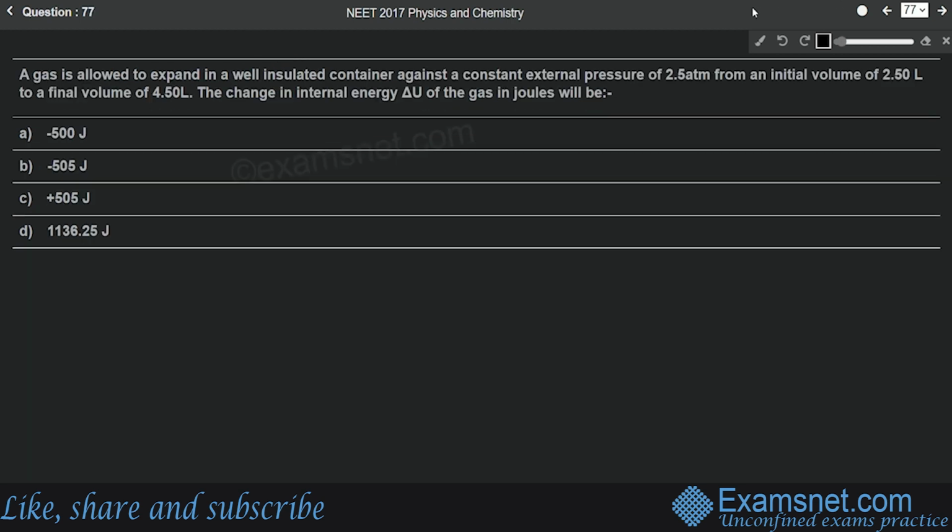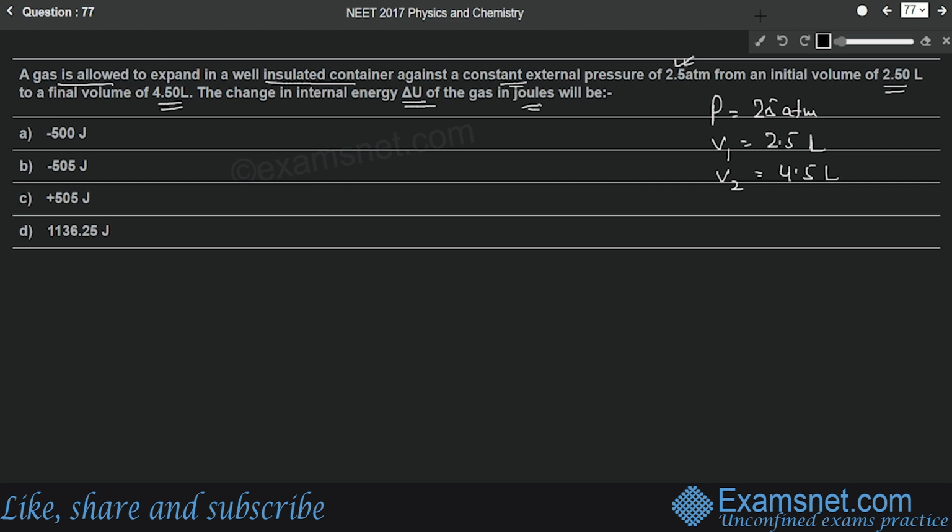Question number 77 is from the chapter Thermodynamics, and the question is: a gas is allowed to expand in a well-insulated container against a constant external pressure of 2.5 atmosphere from an initial volume of 2.50 liter to a final volume of 4.50 liter. The change in internal energy, that is delta U of the gas in joules, will be. Okay. Now, we know that the pressure mentioned here is 2.5 atmosphere. The initial volume, that is V1, is given as 2.50 liter. Then the final volume, that is V2, is given as 4.50. Okay, that is 4.5 liter.